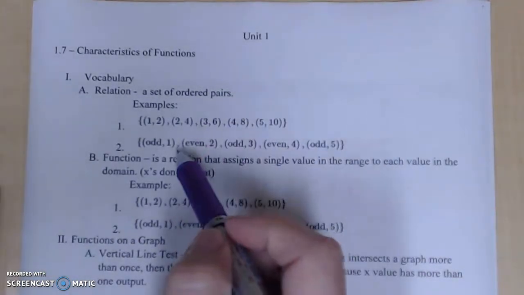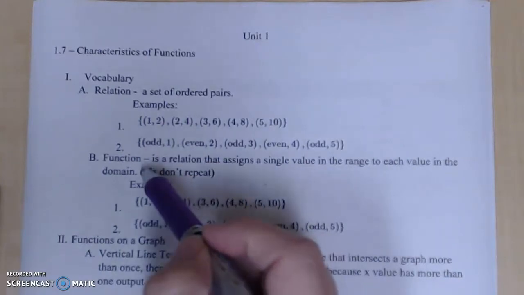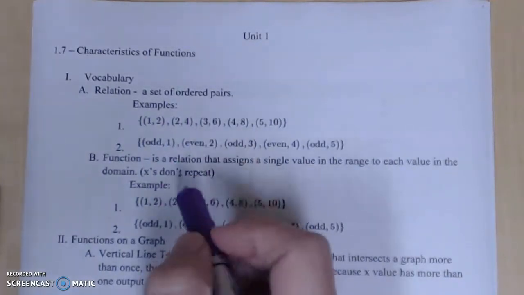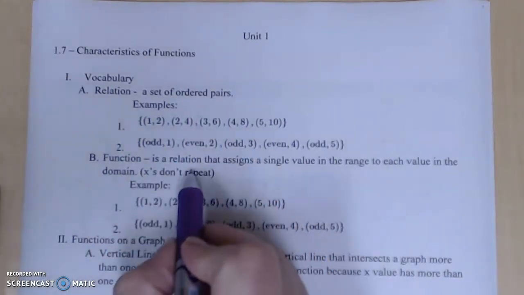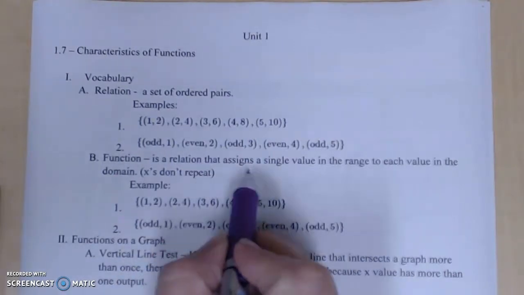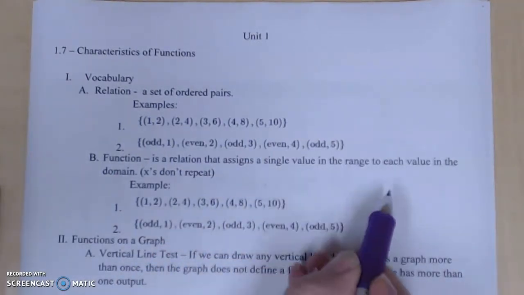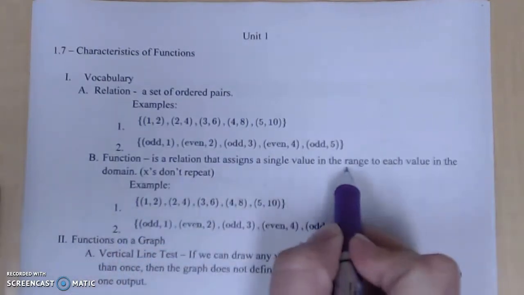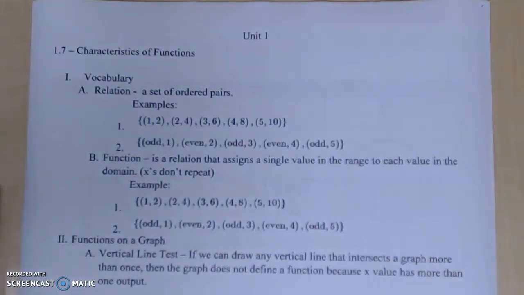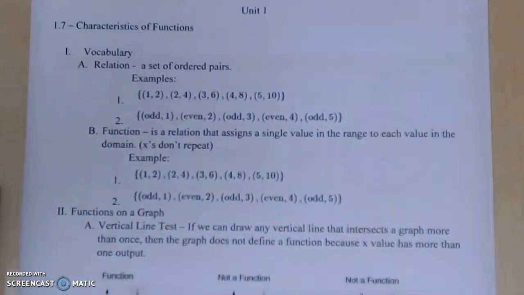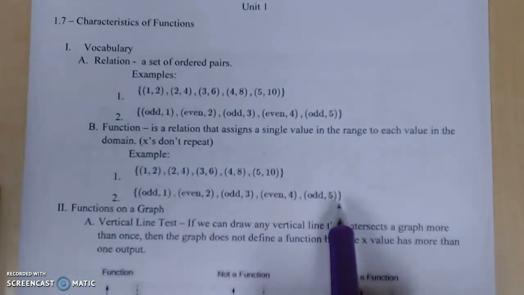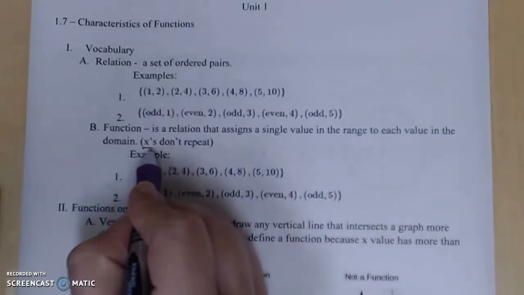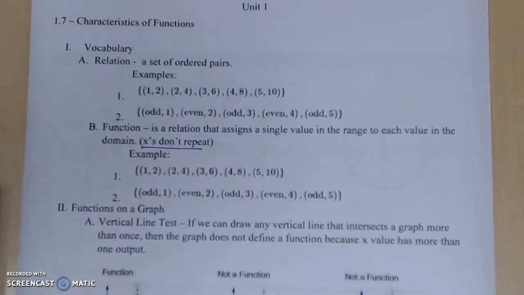But we need this idea of relation to do part B. Function is the more important one. A function is a relation, so a set of ordered pairs, that assigns a single value in the range to each value in the domain. Meaning your x's don't repeat. We're going to talk about this idea of domain and range in a minute. Notice I took my same relations from the relation definition, and I want to show you how these could or could not be a function. Basically, your x's can't repeat.